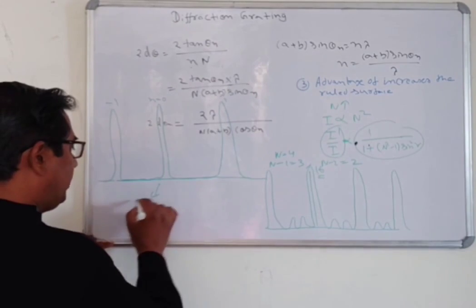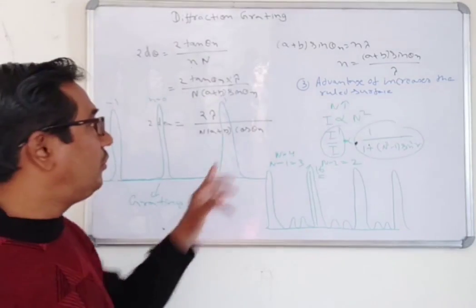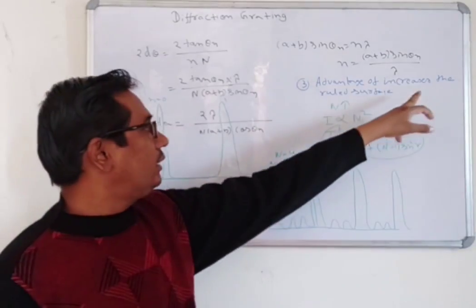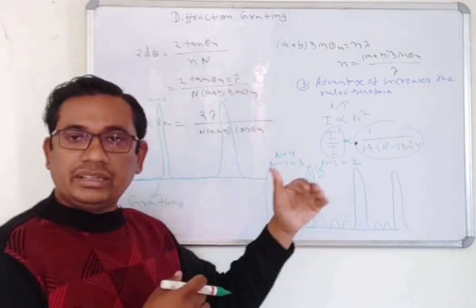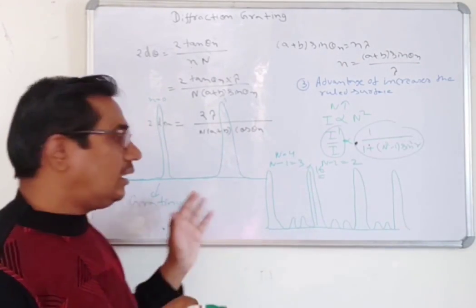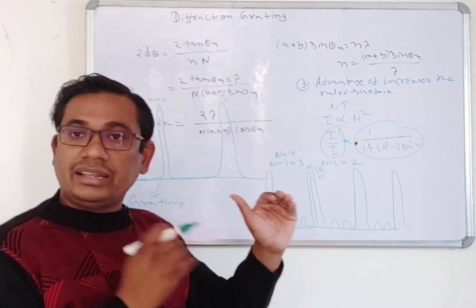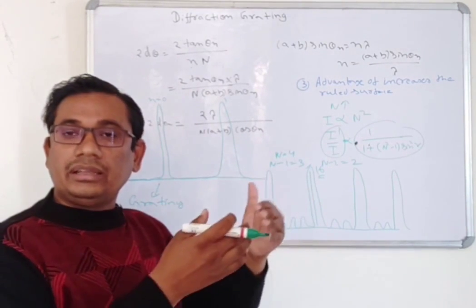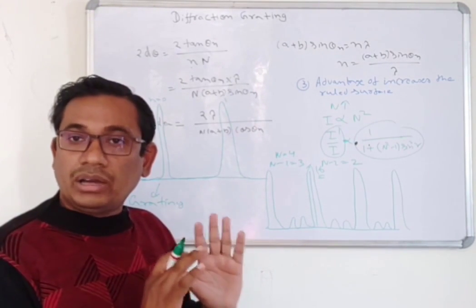Here this type of spectrum we will get in a grating. This is the advantage of increasing the ruled surface. It means that when the number of slits increases, you will see that the secondary maxima almost disappear. There is a main difference between the N-slit and grating spectrum. In the case of the grating, we will not see any secondary maxima.